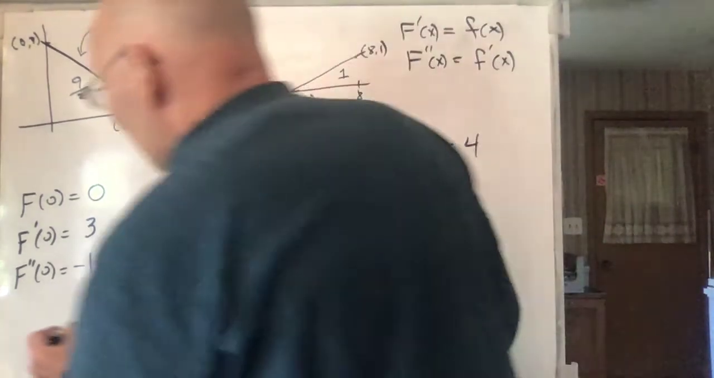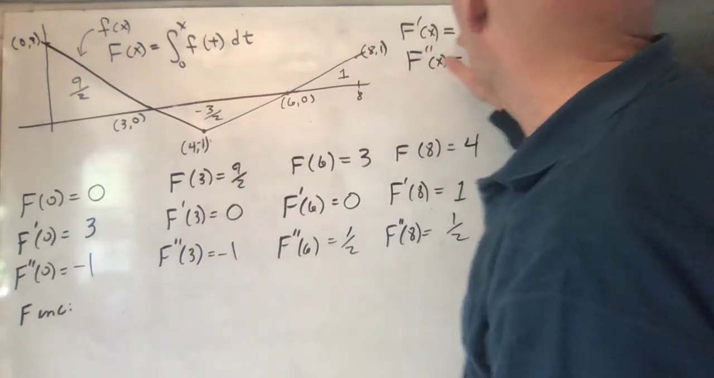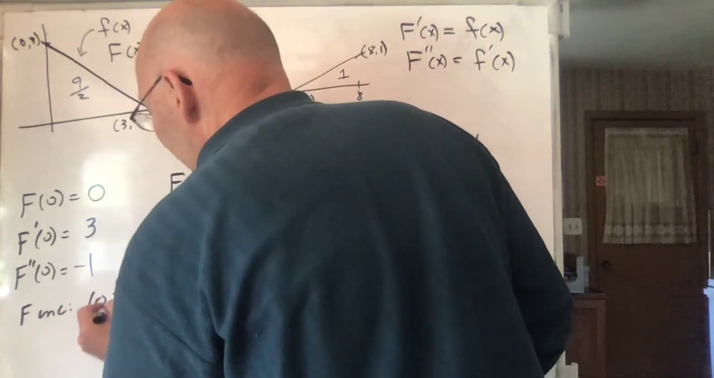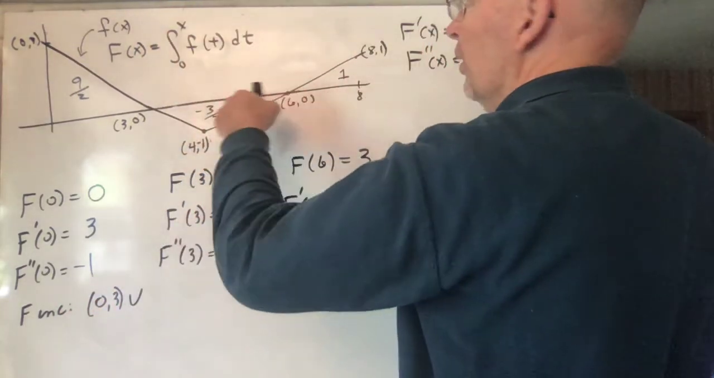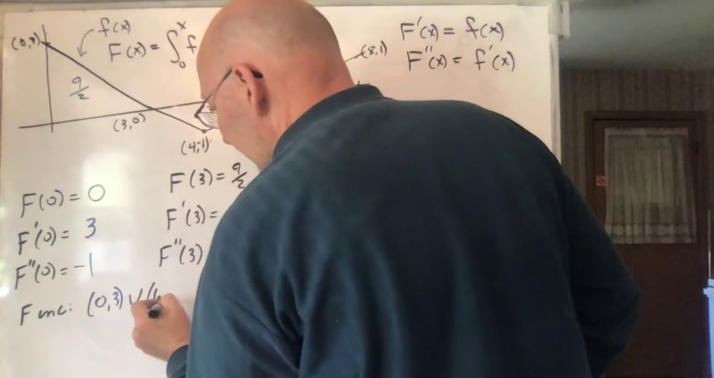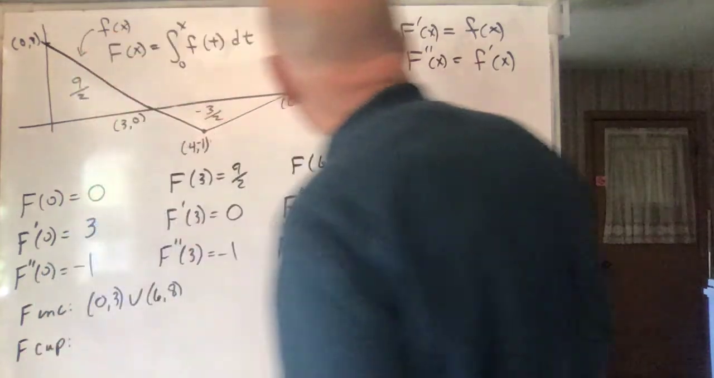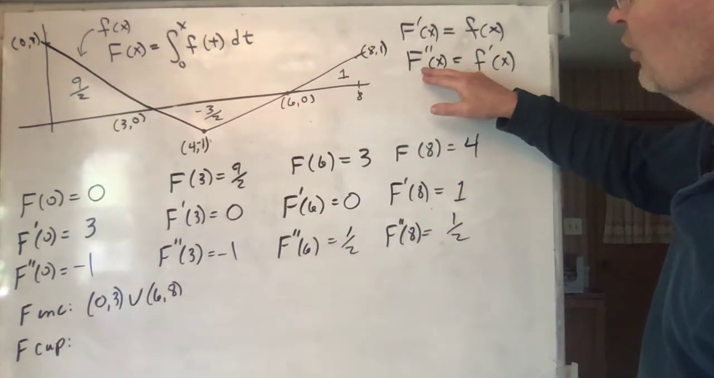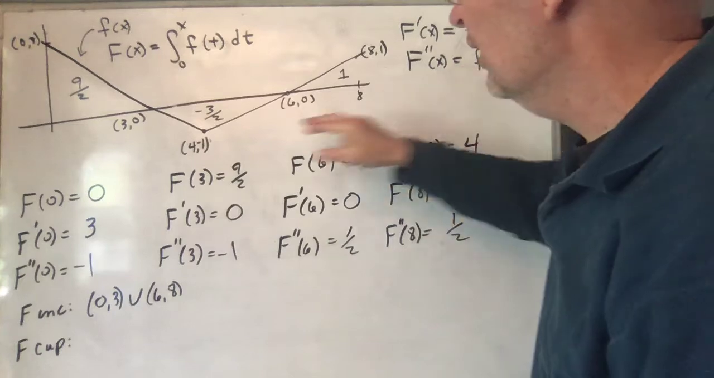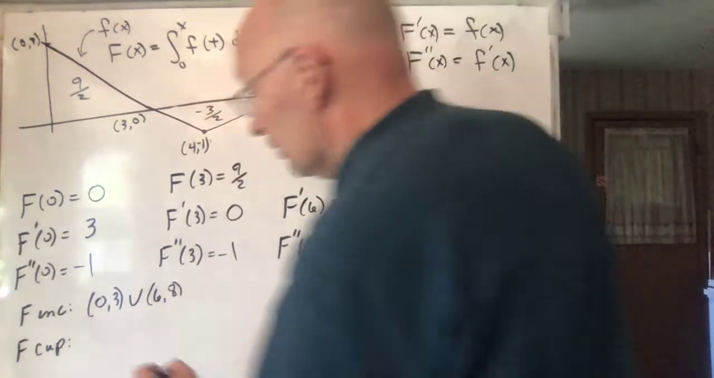So you have that. Where is F increasing? F is increasing whenever the derivative is positive. So capital F is increasing on the interval from 0 to 3, and on the interval where small f is positive, from 6 to 8. That's where you're gaining land, right? Remember that analogy? Gaining land. Where is F concave up? It's concave up whenever the second derivative of F is positive. But the second derivative of F is equal to the first derivative of small f, and the first derivative of small f is positive from where? From 4 to 8.